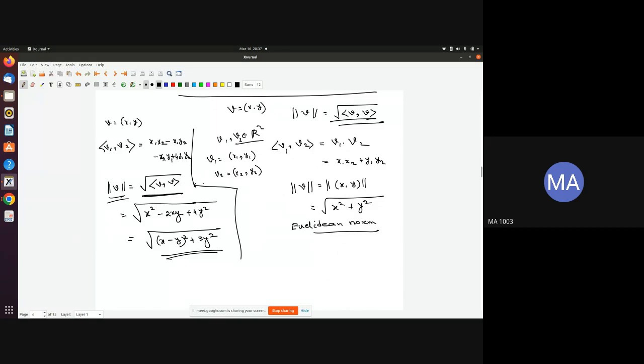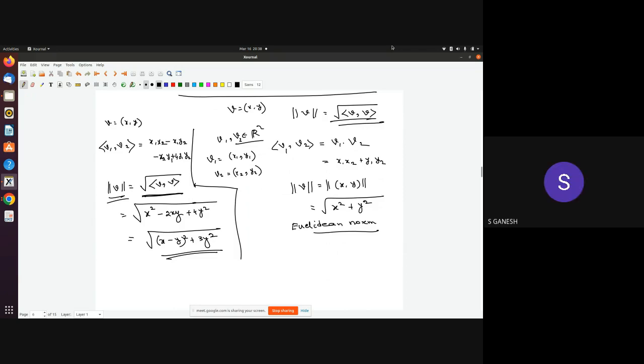So the length of a vector, which till now we had an idea of as root over x square plus y square, the Euclidean norm, is a specific norm. That is one example of a norm. But different norms can be defined in the same vector space. It only depends on how we define our inner product or our norm. Is it clear?